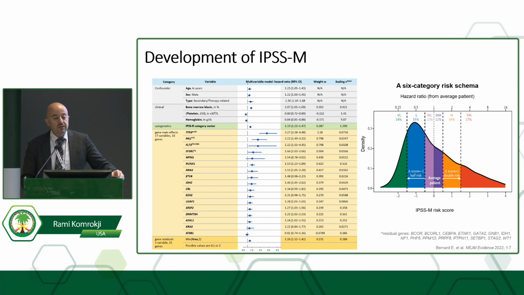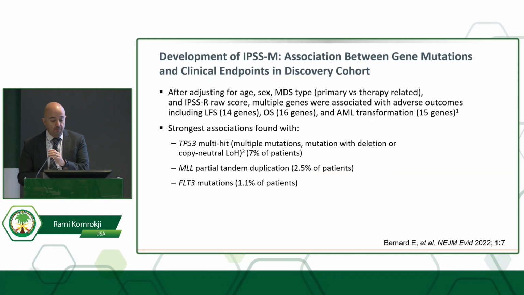And then they introduced data from 17 genes as main effect, and other 16 or 15 genes as second residual genes. And this is very easily calculated on a web-based calculator, where you can put the patients in 1 out of 6 categories with a relative risk to an average patient as shown here. So we have 3 categories now that we call lower risk, and 3 categories that we call higher risk.